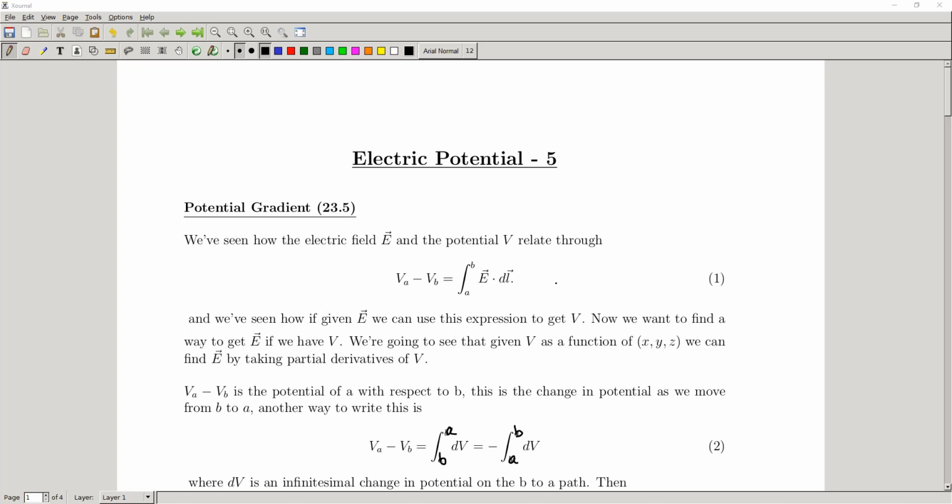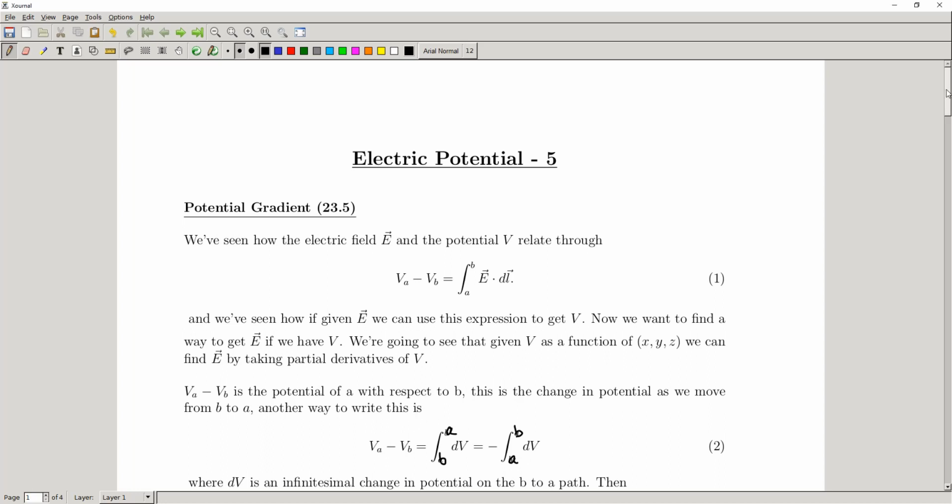Okay, so let's say we're given some V as a function of position, so we're given some V as a function of x, y, and z, or as a function of r or something, right? As a function of some sort of position. We can find E, our electric field, our vector E, by taking partial derivatives of V. So we're going to talk about partial derivatives in a second, but let's first set it up.